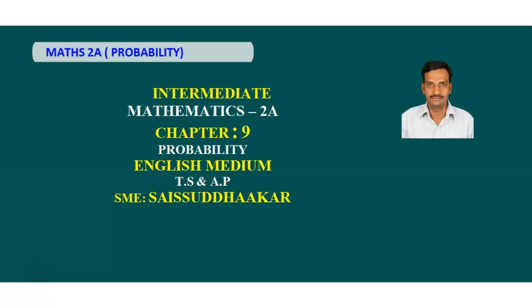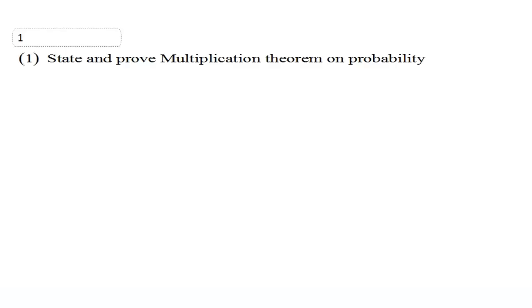Hello everyone. Today we are going to discuss Mathematics 2A, chapter number 9, Probability. In that, question number 1: state and prove the multiplication theorem on probability. That is our question. Before starting, we need one definition, that is conditional probability.